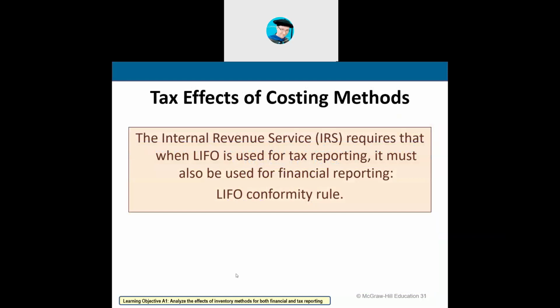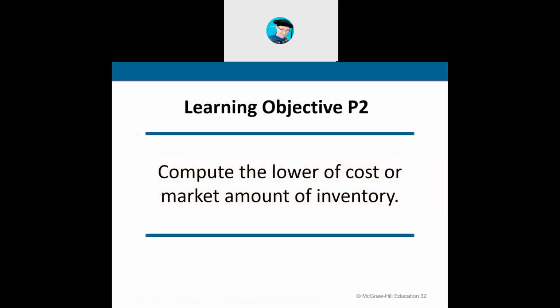The IRS, our best friends, right? The IRS requires that when you're using last in, first out method for tax reporting, it must be used for the financial reports. Makes sense, because you use the financial reports to pay the taxes.